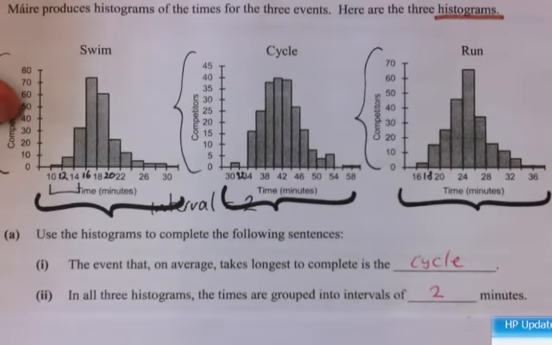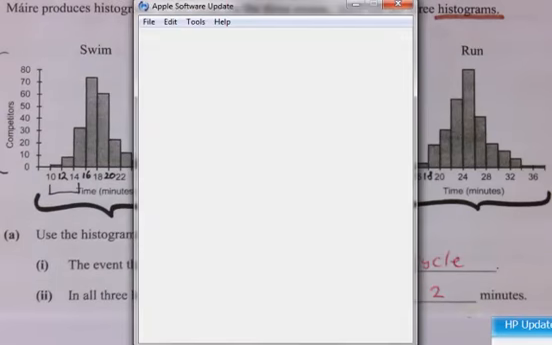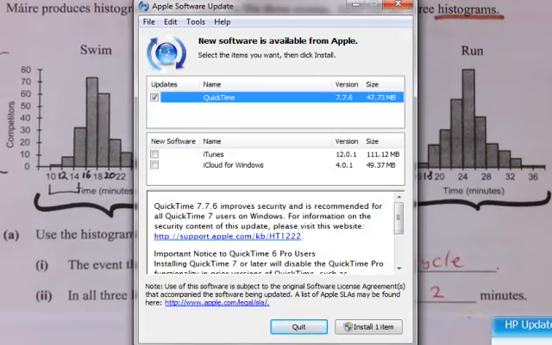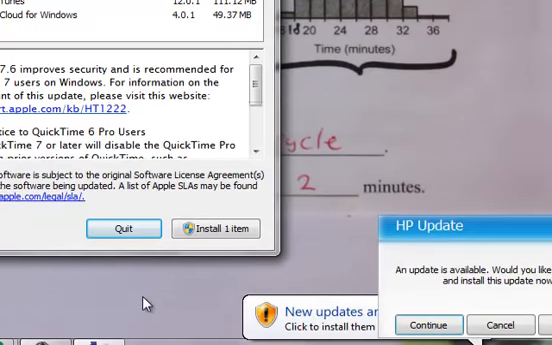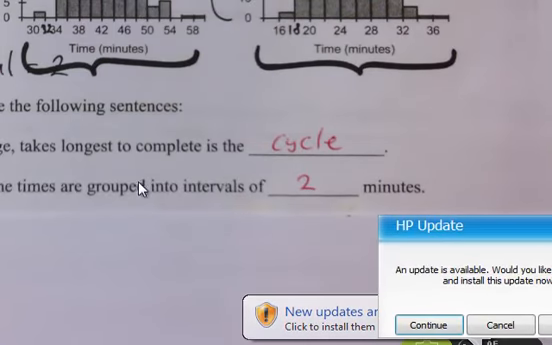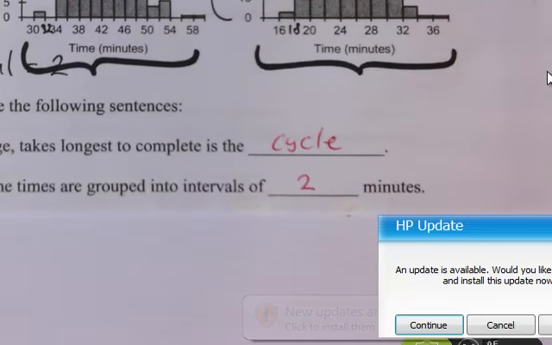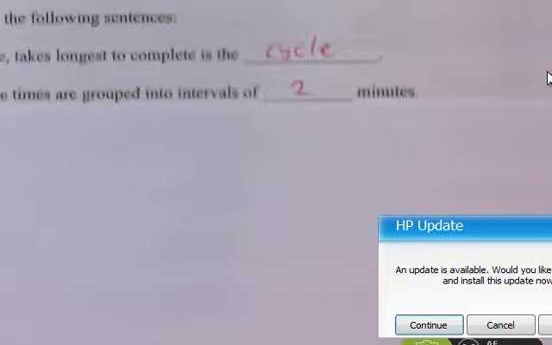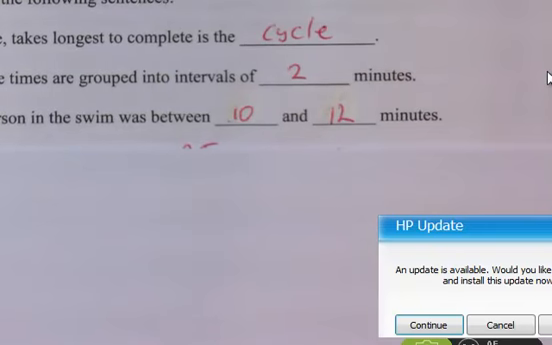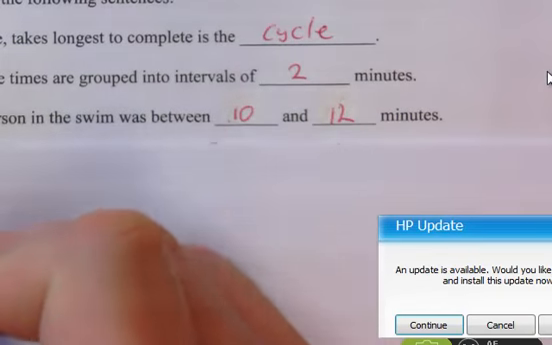The next question. In all 3 histograms, the times are grouped into intervals of 2 minutes. And again, I've discussed where you find that already. The time of the fastest person in the swim was between, you can see there, between 10 and 12. Just take a look over here at the swim histogram.